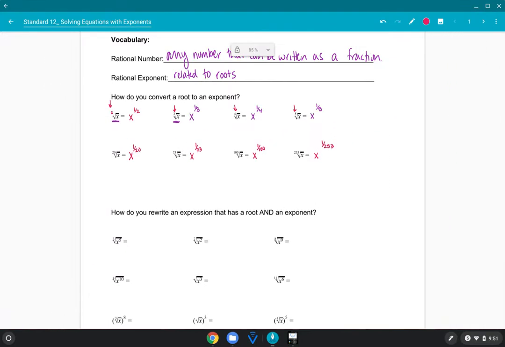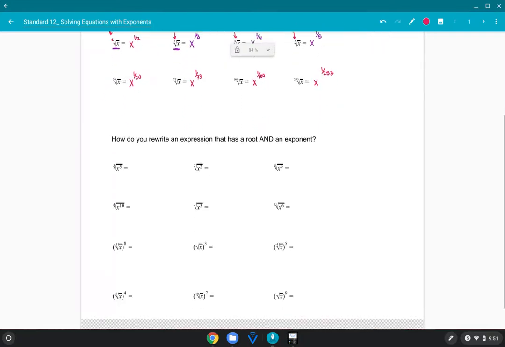All right, so that's your basic. That's what you've got to know. A root can be converted into a rational exponent, and it has to go on the denominator.